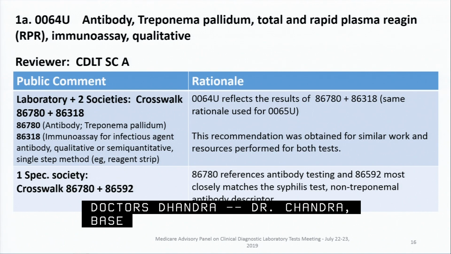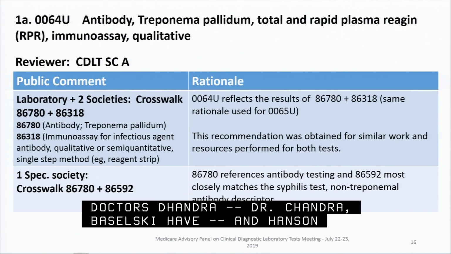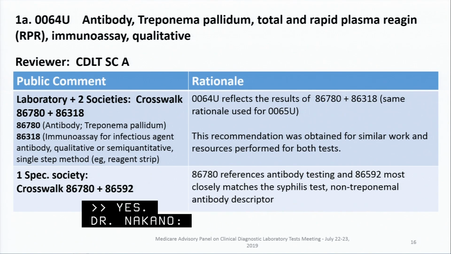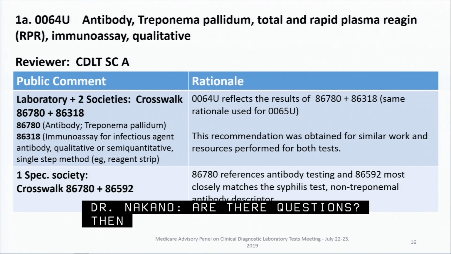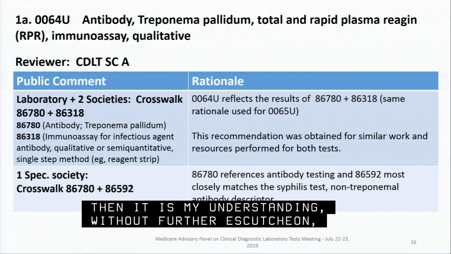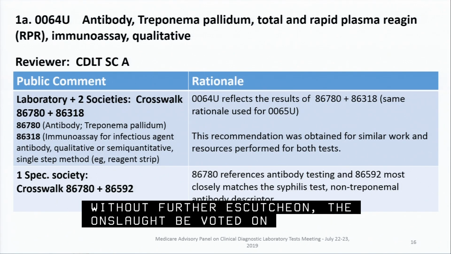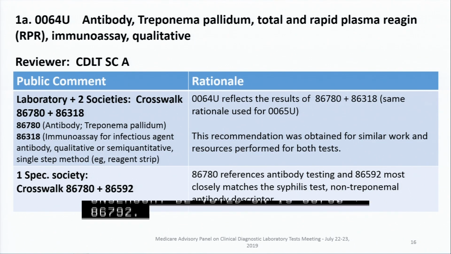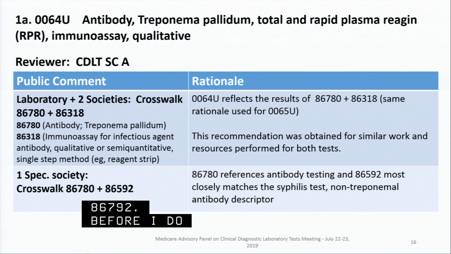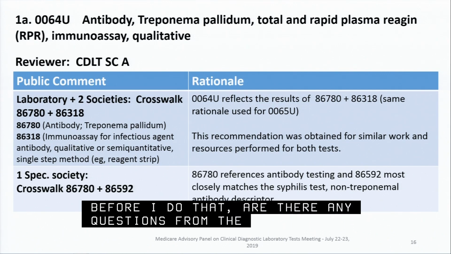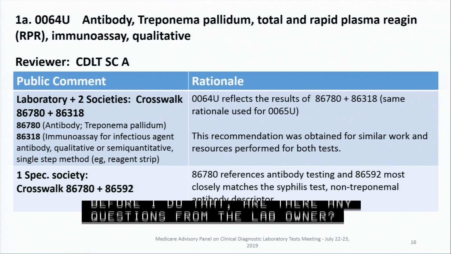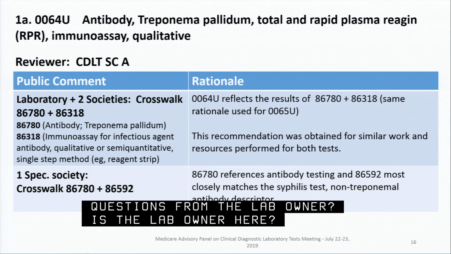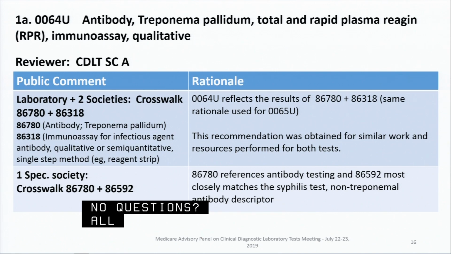Okay. So it's my understanding then, without any further discussion, that the crosswalk that is to be voted on is 86780 plus 86592. Before I do that, do the panel members have any questions for the lab owner? And is the lab owner from, I believe it's Biorad Labs, are they here? No questions? All right. Dr. Bossler? I just need to correct you. The recommendation is 86780 plus 86318. Thank you.